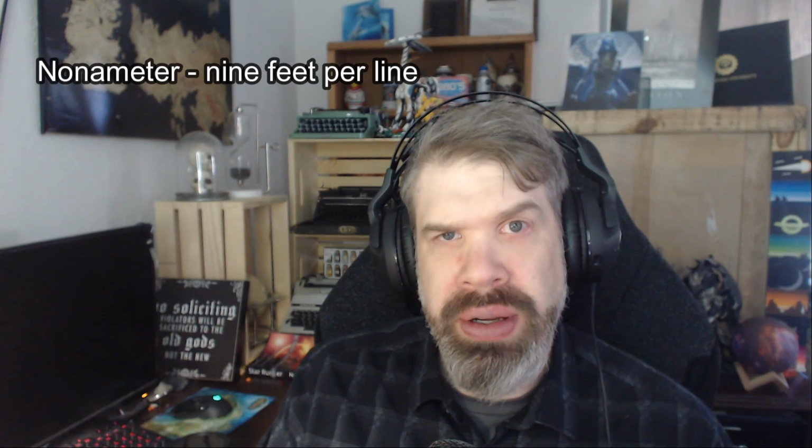You could go all the way to 10 feet per line, which would be nonameter and decameter. But these are extremely rare, if not entirely unused. Octameter is also rarely used in modern poetry, but was used heavily previously.